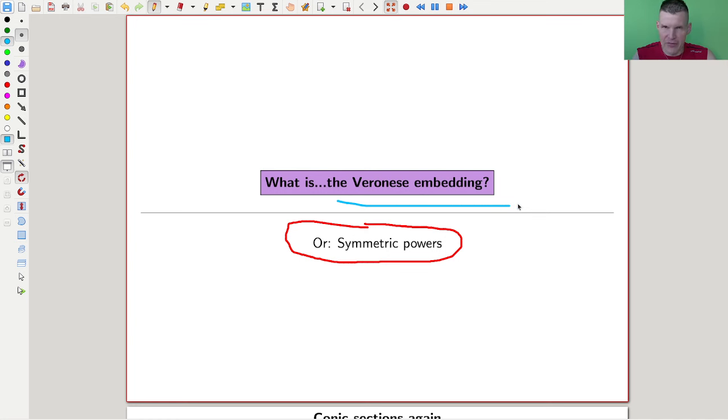I have no idea how to pronounce the name. I'm completely slaughtering it. I already slaughtered it, so let's just go for it. Let's just call it the symmetric embedding. Symmetric embedding is much easier. And it's about symmetric powers and how you can use symmetric powers in algebraic geometry.